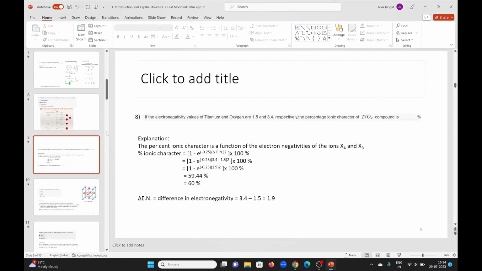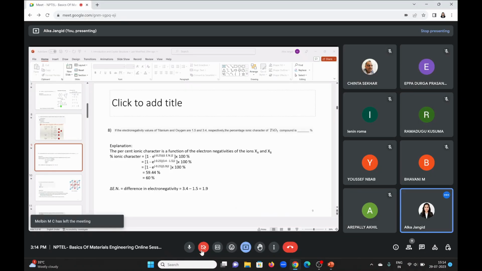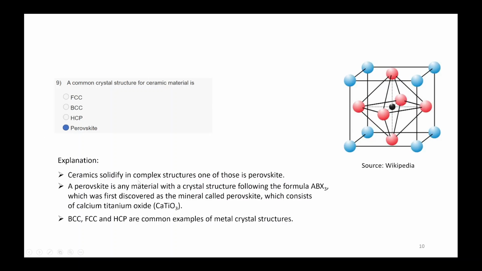9th question is, a common crystal structure for ceramic material is? Your options are FCC, BCC, HCP or perovskite. In case of ceramics, you have some complex structures compared to FCC, BCC, HCP, which are for metals. Ceramics solidify in complex structures. One of those is perovskite.